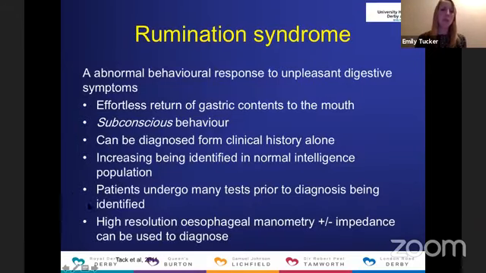Okay, so rumination syndrome is something that I did look at and classify when I did my MD with Mark Fox. And it's something that we are seeing increasingly commonly. You could argue that you can diagnose it without any tests, without any investigations, but particularly those who come to us within hospital settings often have very difficult to control symptoms and have had them for a long time. Now, it's an abnormal behavioural response to unpleasant digestive symptoms, and it's classically the effortless return of gastric contents to the mouth, obviously normally around times of eating. It's a subconscious behaviour. People aren't doing it consciously, and it's often like a habit.